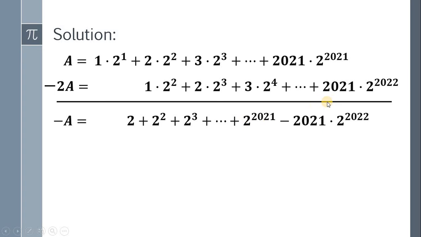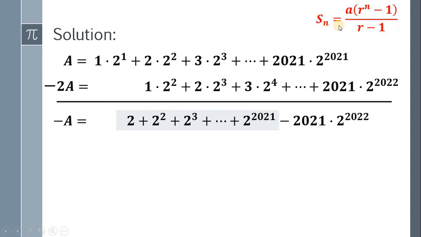And don't forget to subtract the last term. We have negative 2021 multiplied by 2 raised to 2022. Now notice that we have this familiar sequence. This is what we call a geometric sequence. Since it is a geometric sequence, we can use the formula to find the sum of a finite geometric sequence.